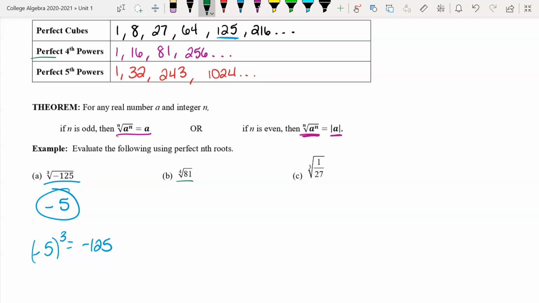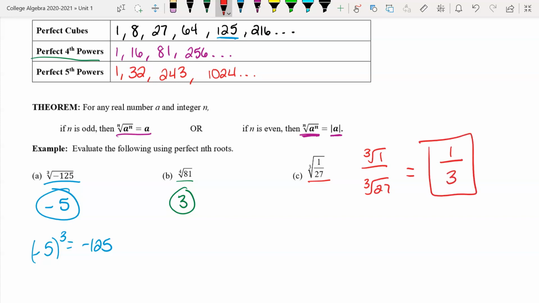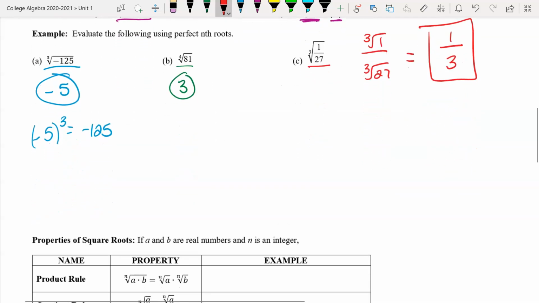Fourth root, so I go to my perfect fourth powers. This is going to be 3, because 3 to the fourth gives me 81. You can do the same thing that we did last class with fractions. I could do the cube root of 1 over the cube root of 27. Cube root of 1 is 1, cube root of 27 is 3. So my answer is 1/3. That's just breaking it down and tying it into what we did last time.